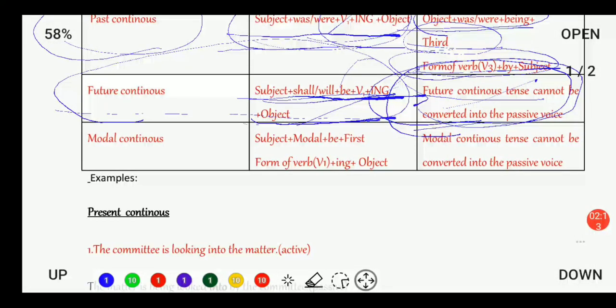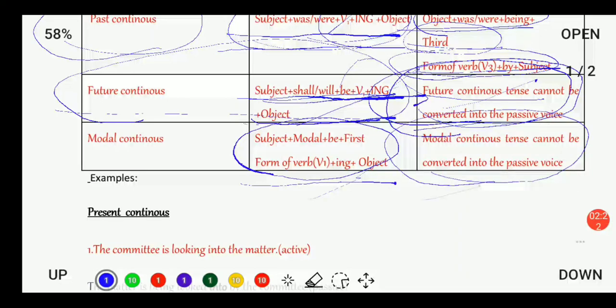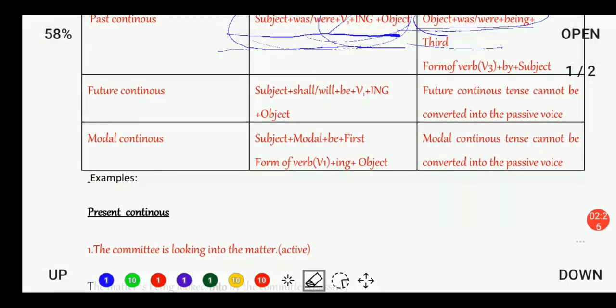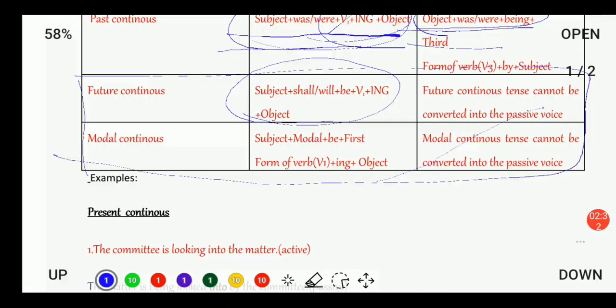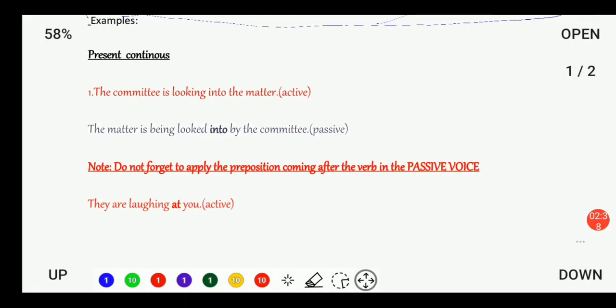Similarly, what about the modal continuous tense? Subject plus modal plus be plus first form of verb plus ing plus object. So modal continuous tense can't be converted into the passive voice. The basic rule for the future continuous and modal continuous tense is that they can't be converted into the passive voice, so their sentences in the active form and the passive form will remain the same. Let us make you understand them through examples.